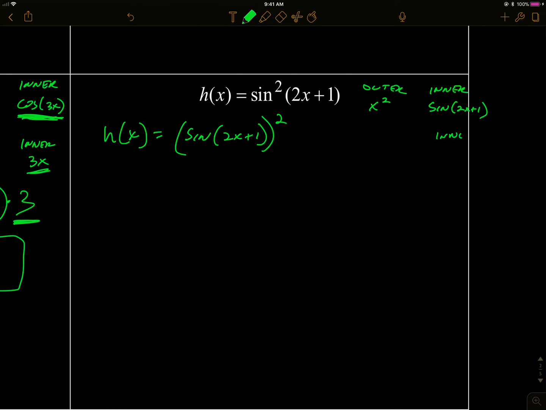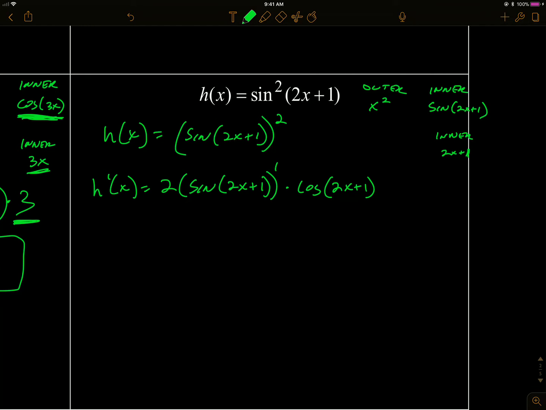So there's one more inner after that. That's 2x plus 1. So we have to keep peeling off those layers. So the derivative, I start with the derivative of the outermost function, x squared, and I do my power rule on that. And I have to recopy the inner while I execute that rule. So this is derivative of the outer by power rule while recopying the inner, times now the derivative of the inner. So the derivative of sine is cosine, but it has an inner function, so I don't touch it.